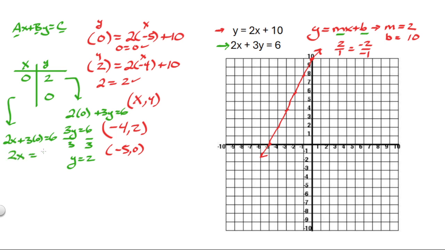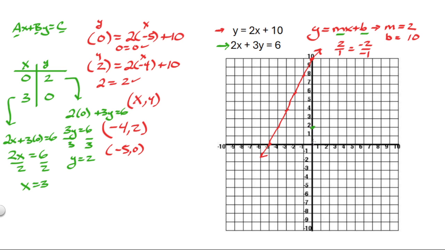2x plus 0 is equal to 6. Divide both sides by the coefficient, and I know x is equal to 3. So I can just plot those 2 points, again making sure that I don't switch x and y around.